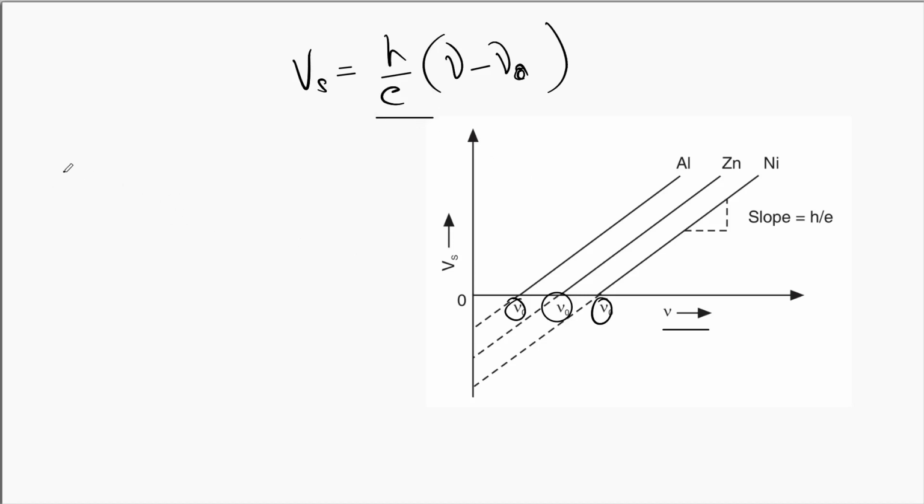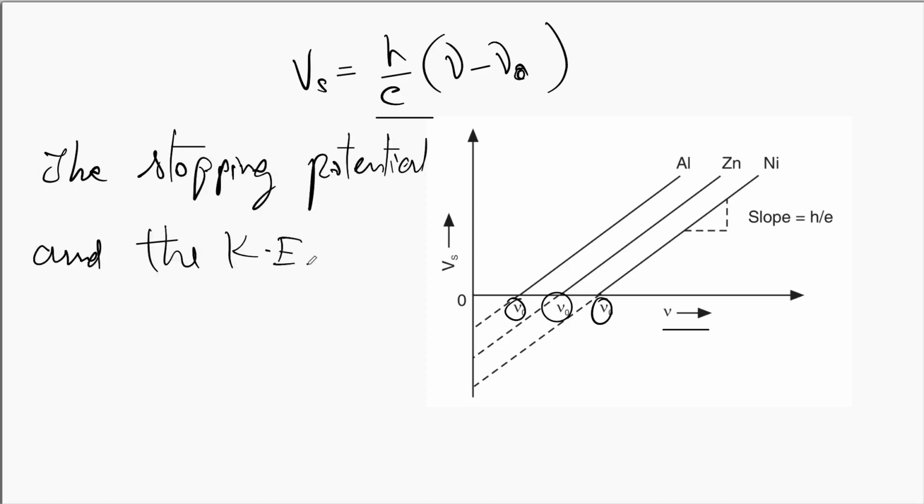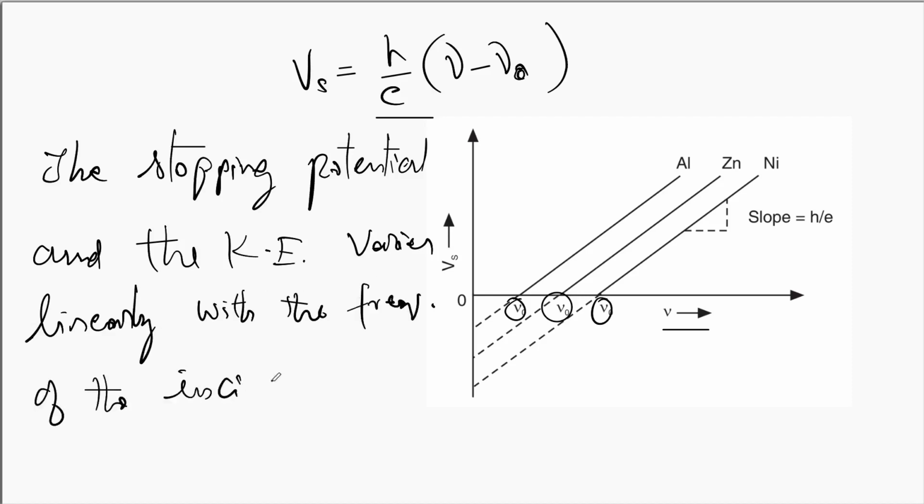So the relationship shows that the stopping potential and the kinetic energy vary linearly with the frequency of the incident light, and the emission of electrons is instantaneous. The photoelectric effect confirms the existence of energy in the form of discrete quanta.